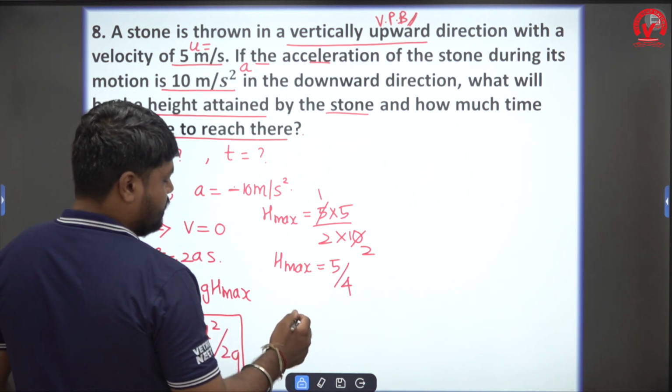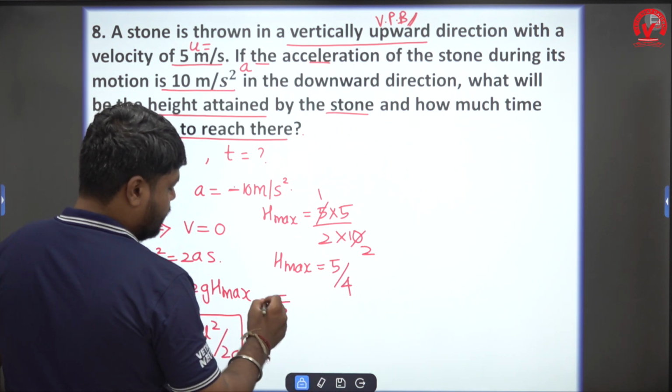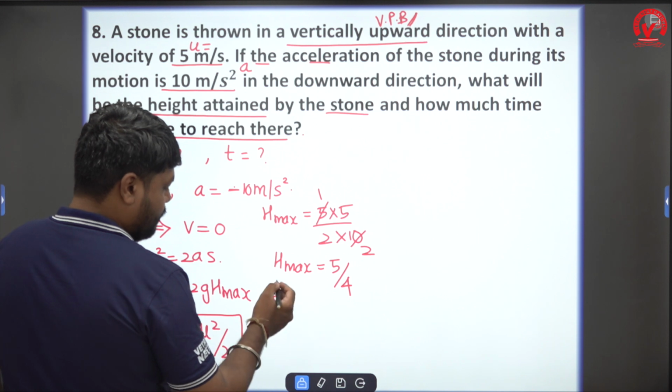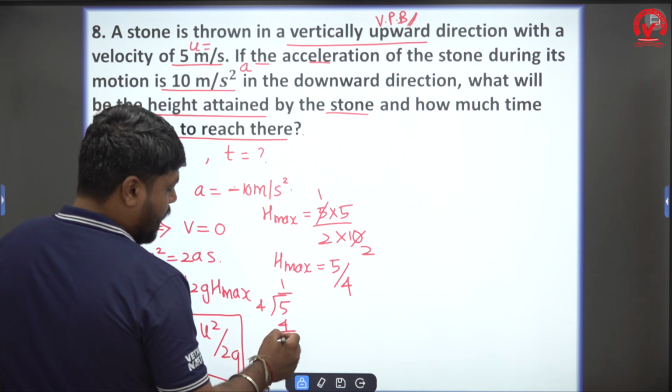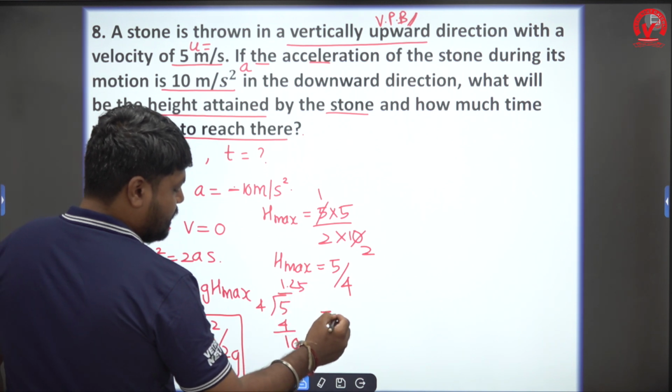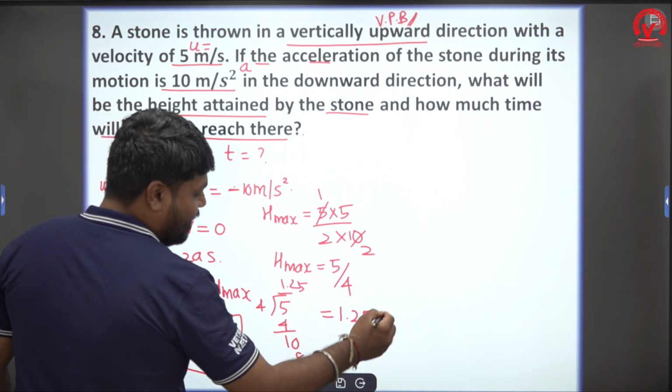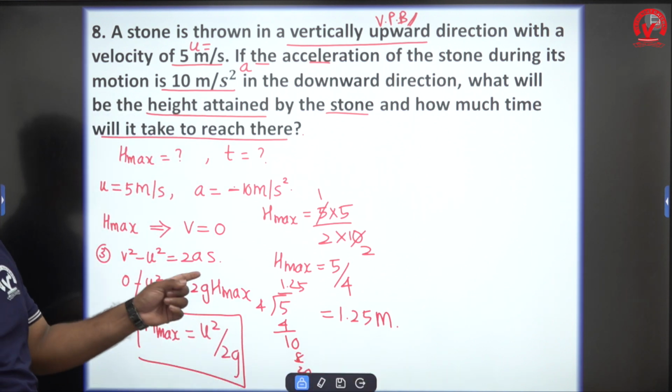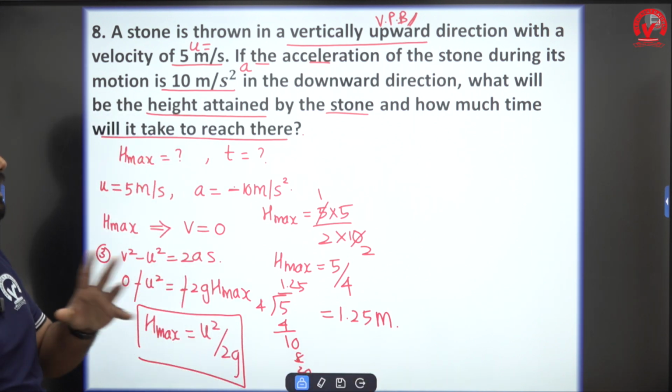So 5 by 4 means, if you divide 5 by 4, what will you get? 1, 4 here, and then 0, 2 4s are 8, and 2 0 5. So h max is equal to 1.25 meter. The maximum height reached is 1.25 meter.